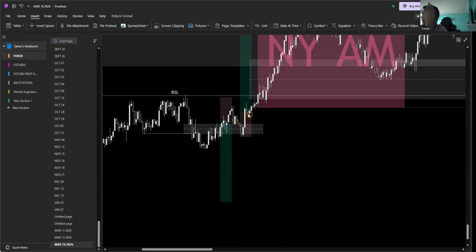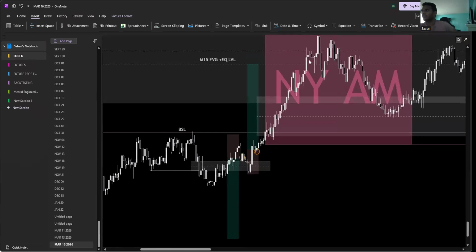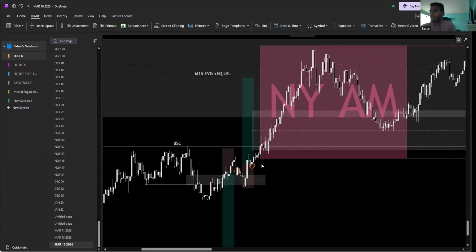So I planned for an entry here with the stop at the low, targeting the opposite fair value gap, especially the equilibrium level. As soon as we got the break, we could go break even on the trade. If I had managed the trade like that, as soon as I got the break, if I went break even on the trade, it would have been a winning trade. Zero drawdown, go all the way up to my target. This would be one clean trade.